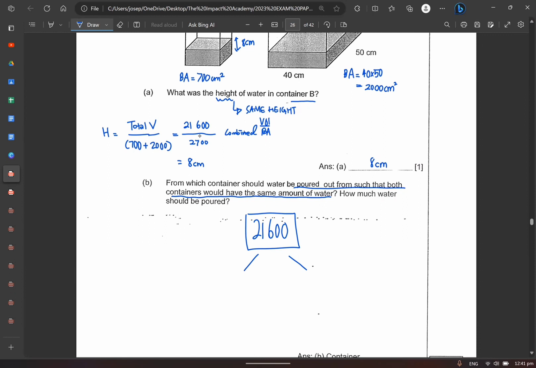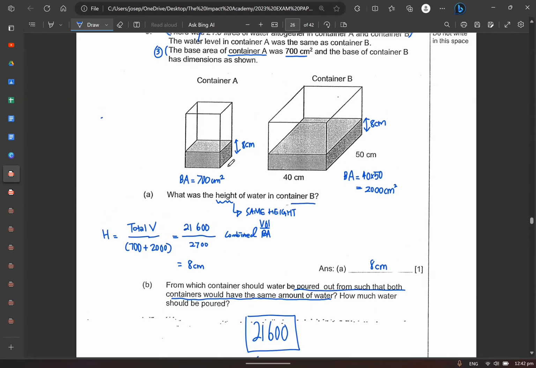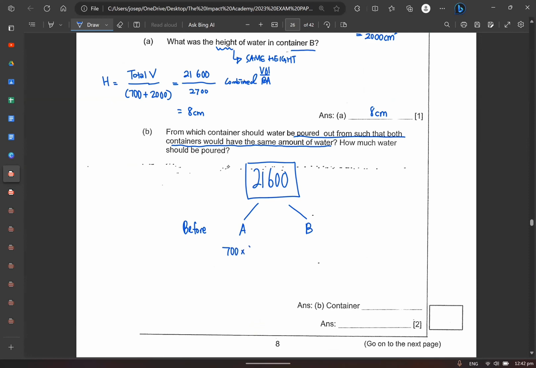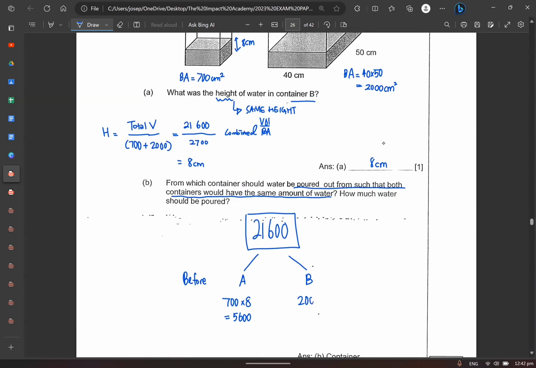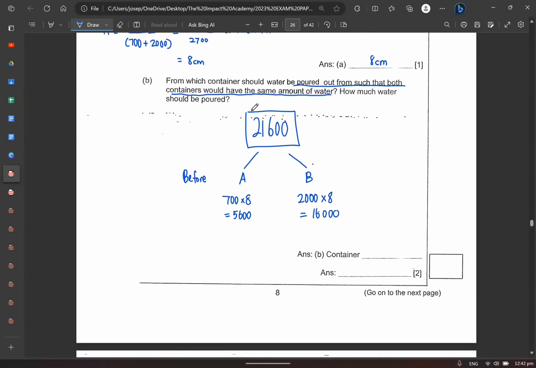Okay, we can say that currently, as of now, before, for container A and container B, we want to find out what is the volume. So for container A it is 700 times 8, which gives 5,600. For container B, it is 2,000 times 8. So we get 16,000 over here. As you can see, when you add these two up together, it equals the total.